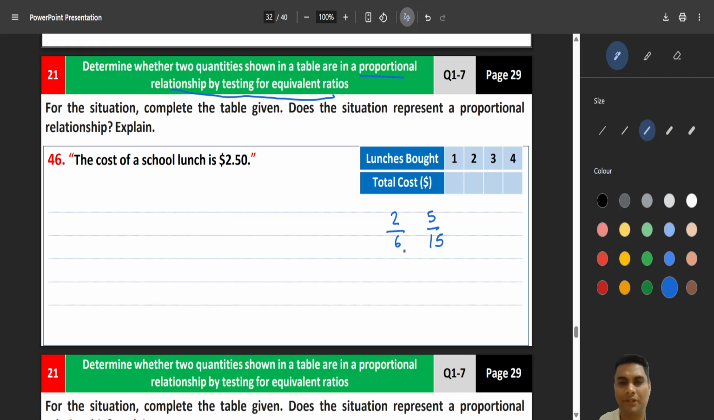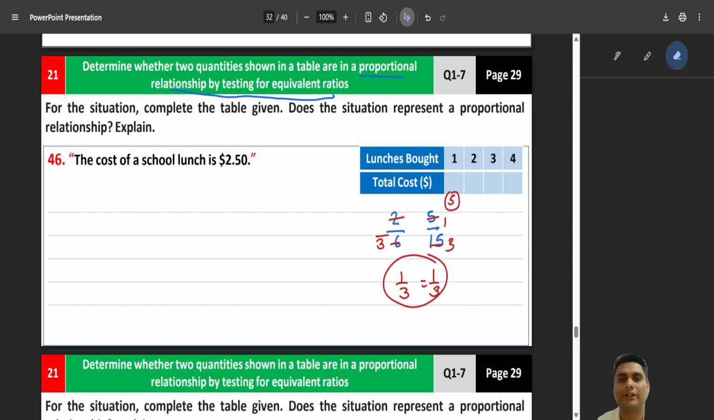First of all, we simplify them. 2 and 6, both of them come in the table of 2, right? So we will divide them by 2. 2 divided by 2, 1. 6 divided by 2, 3. So this becomes 1 over 3. 5 and 15 both come in the table of 5. So 5 divided by 5, 1. 15 divided by 5, 3. This is also 1 over 3. Are they equal? Yes, they are equal. So they are proportional.